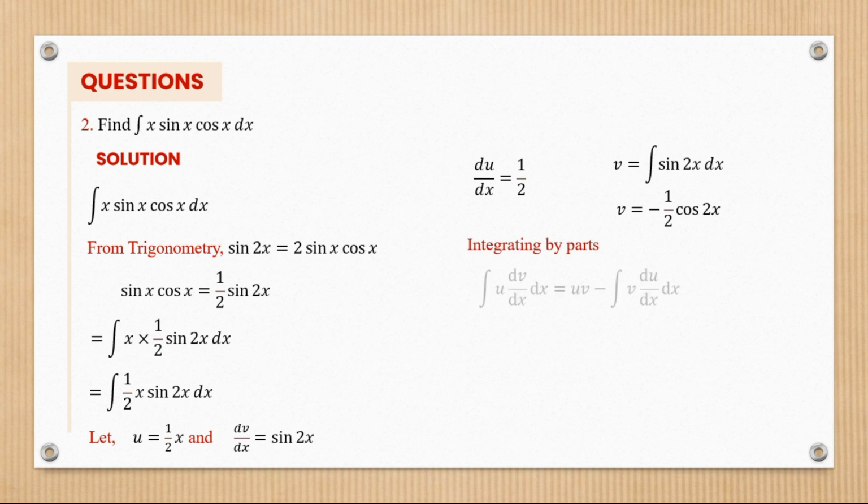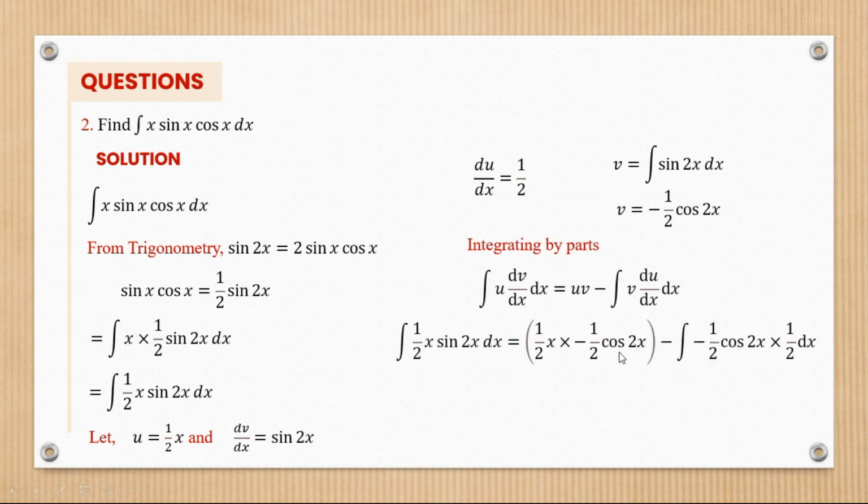And now we can apply the knowledge of integrating by parts. Inside this formula, we substitute in the values. This is what we have on the left-hand side when you substitute in the values. Remember that u is a half x times v, which is negative a half cos 2x, and that's why we have it looking like that, minus the integral of v, which is negative a half cos 2x, times du/dx, which is a half, dx.